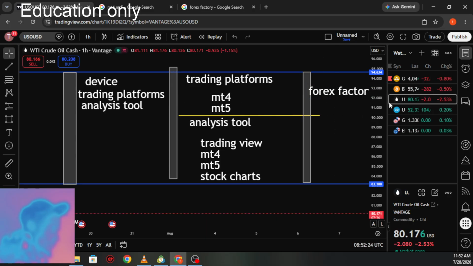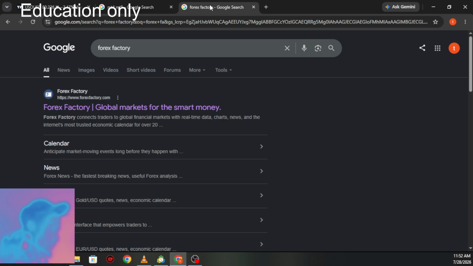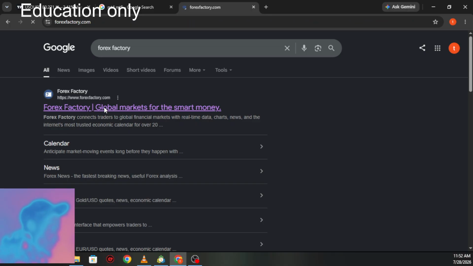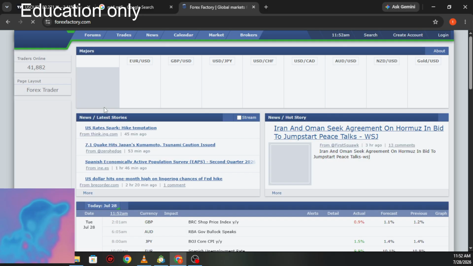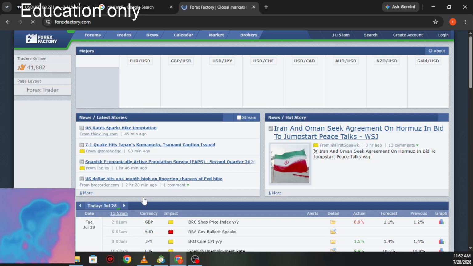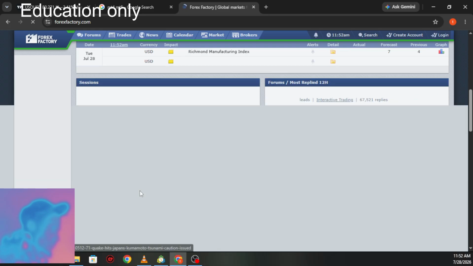There is news in the markets, and you need to read it and understand it. I have Forex Factory here. As you can see, this is a calendar. It shows the events that are happening in the market. So sometimes the market is affected by events that are scheduled. And how do you know these events are there? You go to Forex Factory. As you can see, this is an example of Forex Factory.